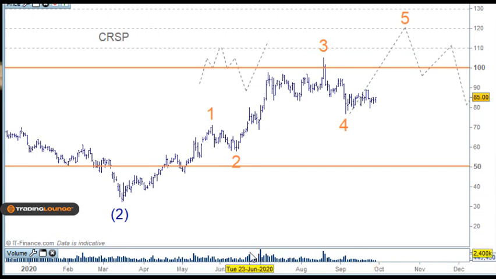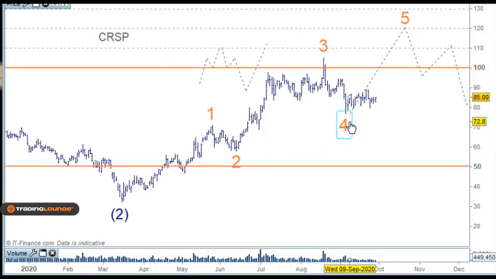CRISPR, gene editing. A nice 1, 2, 3, 4, 5 for 1 and 2, and then 1 and 2 here, and 3 ABC for 4, or maybe even over to here for this. It doesn't really matter. It still leaves us wave 3 or 5 of 3 there. This move down through here is in 3 waves. So we can put wave 4 in on this low here. Wave 4 may get a little bit uglier.